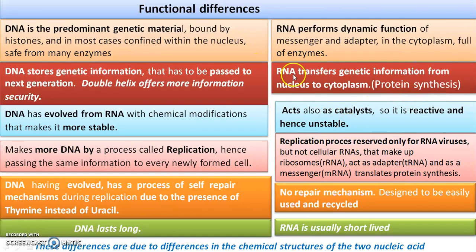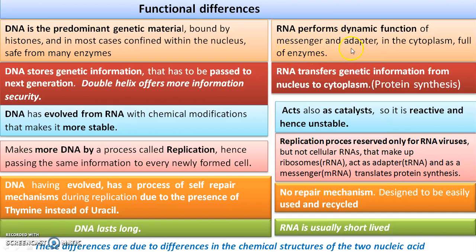Now coming to some functional differences, and now we are very sure that all these differences in function that we are going to read are actually due to the difference in chemical structure of the two nucleic acids. DNA is the predominant genetic material, whereas RNA performs all the dynamic functions like messenger RNA, adapter molecule tRNA, etc. And it is in the cytoplasm, which is full of enzymes that can be really dangerous.